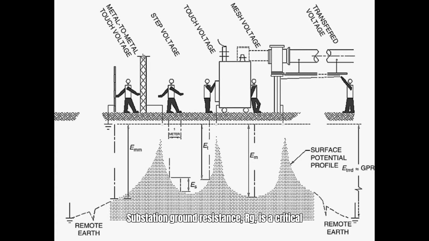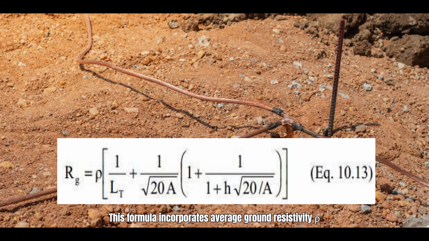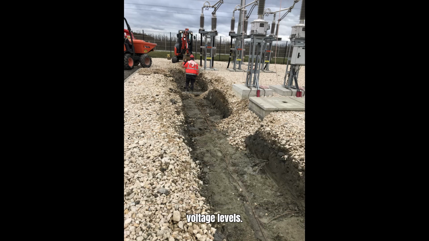Substation ground resistance, Rg, is a critical parameter calculated using equation 10.13, representing the resistance from the grounding grid to remote earth. This formula incorporates average ground resistivity ρ in ohm meters, area A occupied by the grid in m², total buried length of conductors LT in meters including rods if present, and grid depth h in meters, even under buildings. For substations, the ground resistance must be equivalent to 1 ohm or less to effectively dissipate fault currents and maintain safe voltage levels.